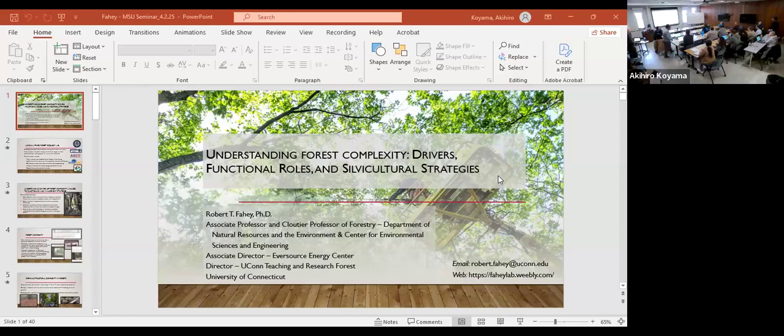It is my distinct pleasure to introduce Bob Fahey. He's an associate professor of forestry at UConn. Prior to that, a research scientist at Morton Arboretum.